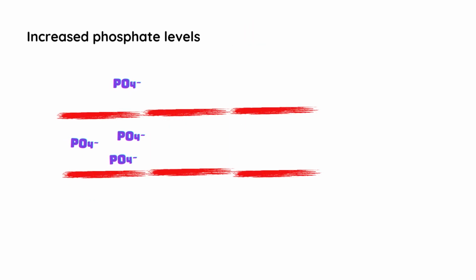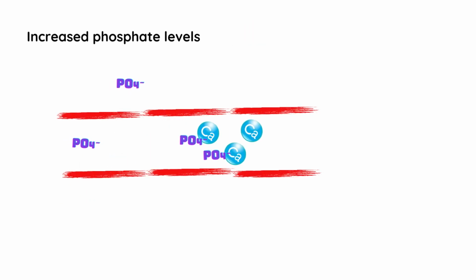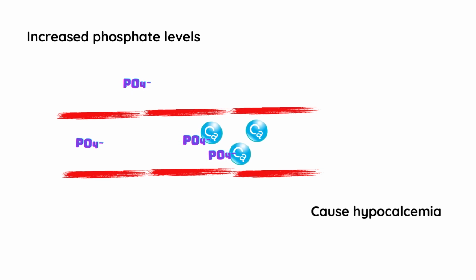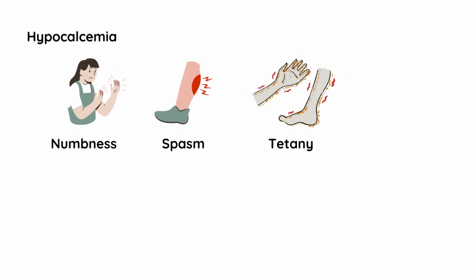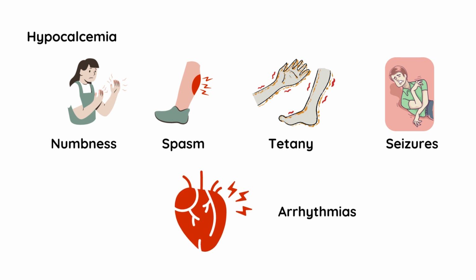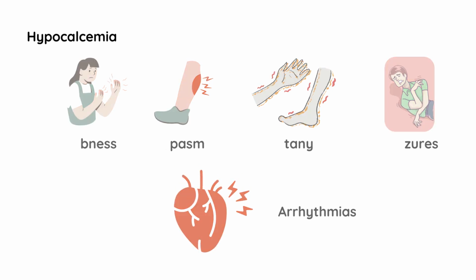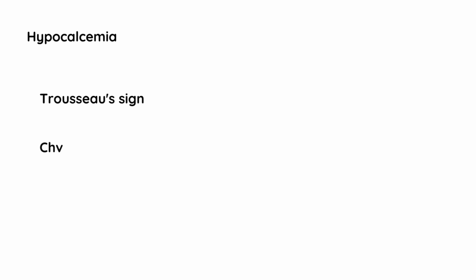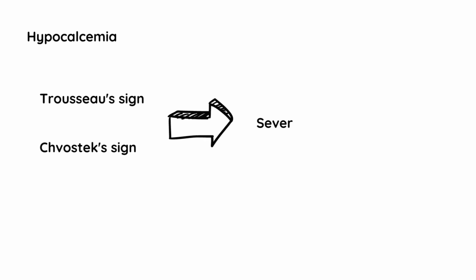Increased phosphate levels in the blood can bind to calcium and decrease its level. Hypocalcemia develops due to this. Hypocalcemia can cause numbness, spasms, tetany, and even seizures. It may cause arrhythmias by prolonging the QT interval on ECG. Trousseau's sign and Chvostek's sign may be seen in severe hypocalcemia.